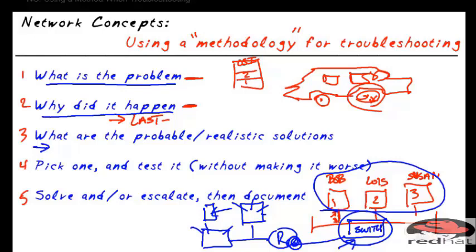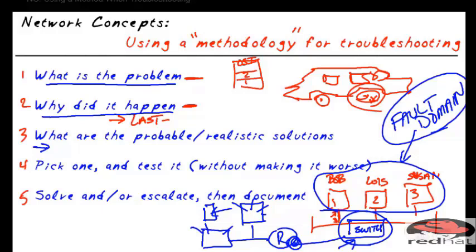And that's also one of the aspects of escalation. Maybe you and I aren't in charge of that switch. We've isolated it. They call this a fault domain. A fault domain is the area where the failure is happening. So we've isolated it to this switch. Perhaps that switch isn't managed by us. We could escalate it. So let's say we do manage the switch for this example. What are the probable or realistic solutions? We might need to look at the switch.